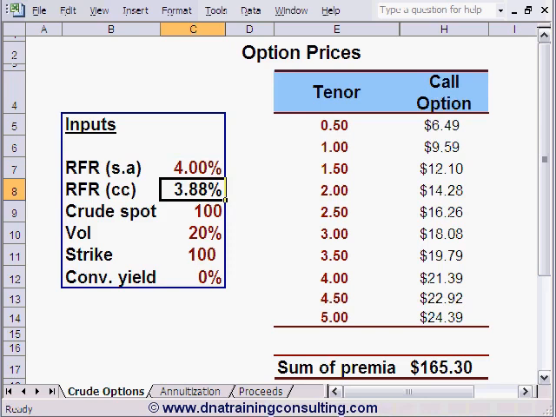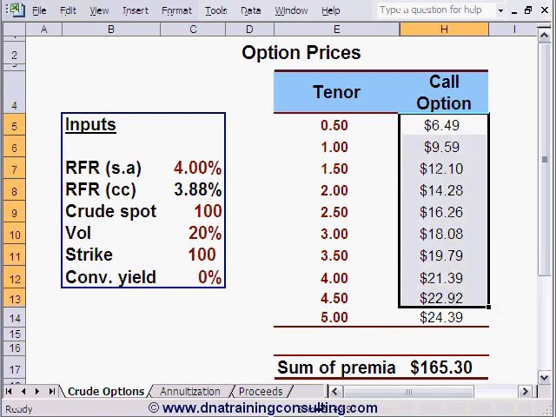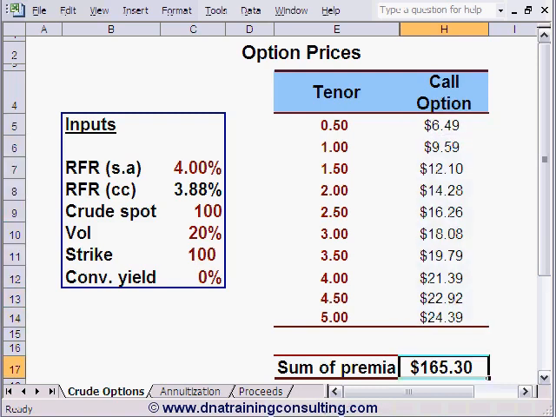The premiums for calls with different maturities appear in column H, and the sum of the premia for all 10 call options is revealed in cell H17 to be $165.30. This is a premium Exxon could claim up front, but as we mentioned previously, it receives it instead in the form of reduced coupons.